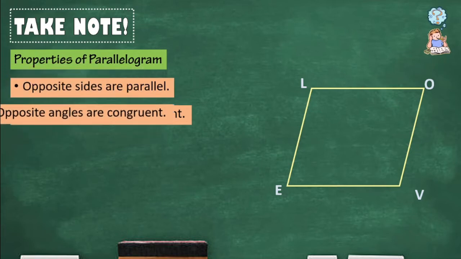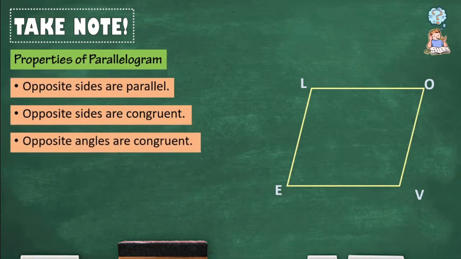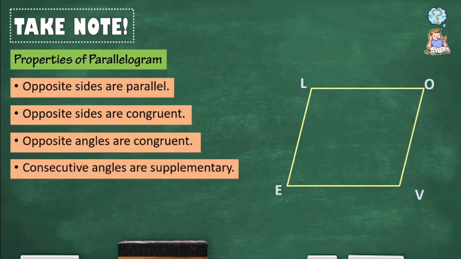The third one, opposite angles are congruent. So we have angle L is congruent to angle V and angle E is congruent to angle O. Consecutive angles are supplementary. So when we say supplementary, the sum of their measures is equal to 180 degrees. And we have this example here. Angle L and angle E are consecutive angles, so therefore, the sum of their measures is 180 degrees.